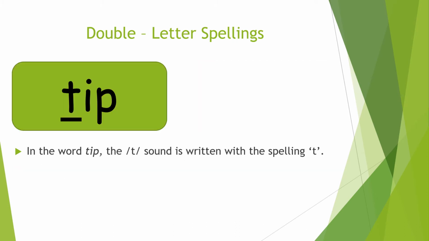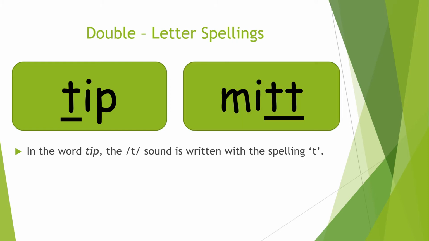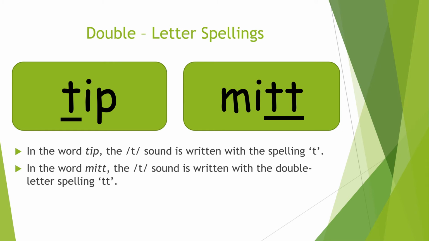Now look at this word. This is the word tip. The T sound is written with the spelling T, just one. But in this word, can you guess what it is? This is the word mitt. The T sound in the word mitt is written with the double letter spelling TT.